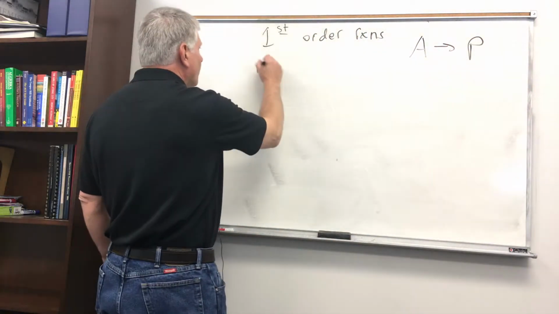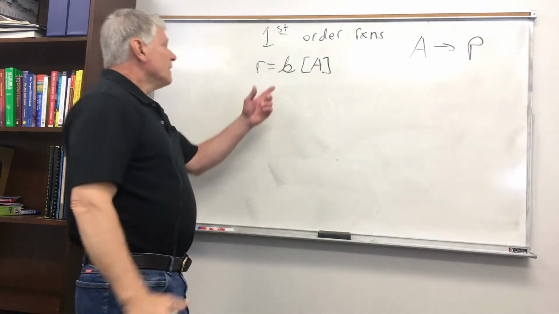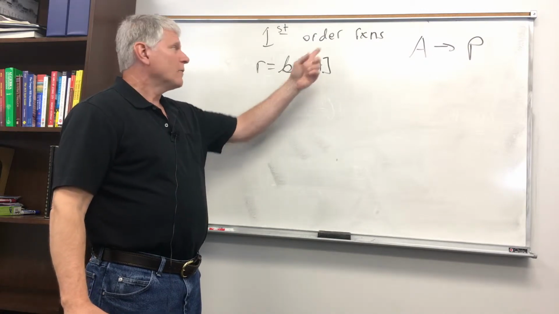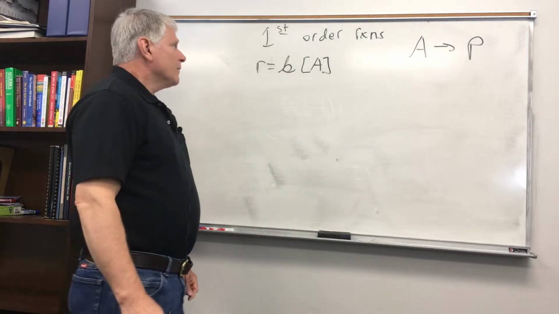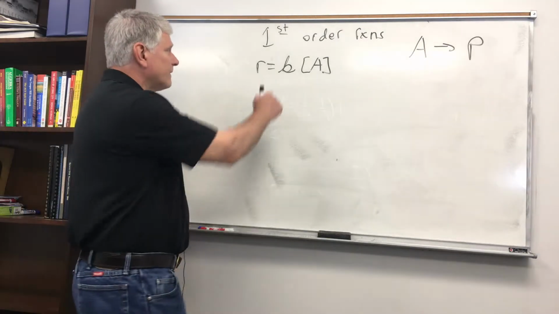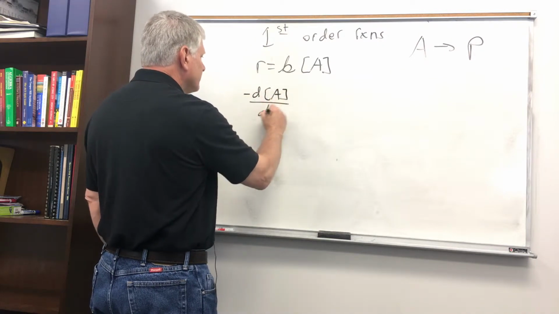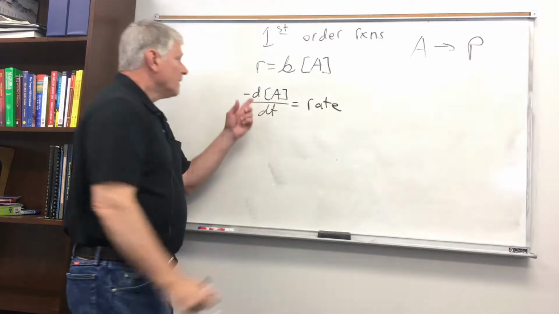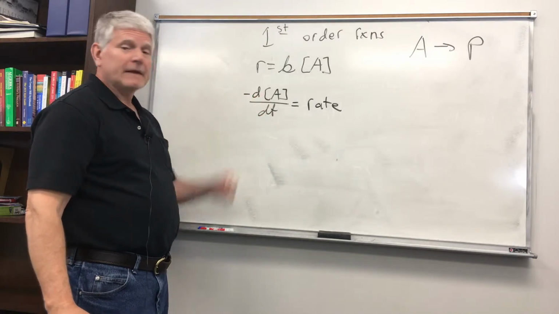And we know that for first order, the rate expression is equal to the rate constant k times the concentration of the reactant raised to the first power. So that's a first order reaction. So we have two equations for the rate of the reaction. This is one. The other equation that we can use is this, where we look at the change in the concentration with respect to time.